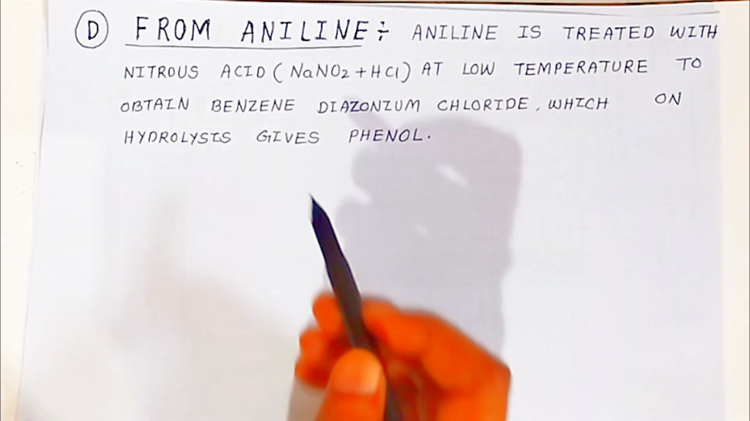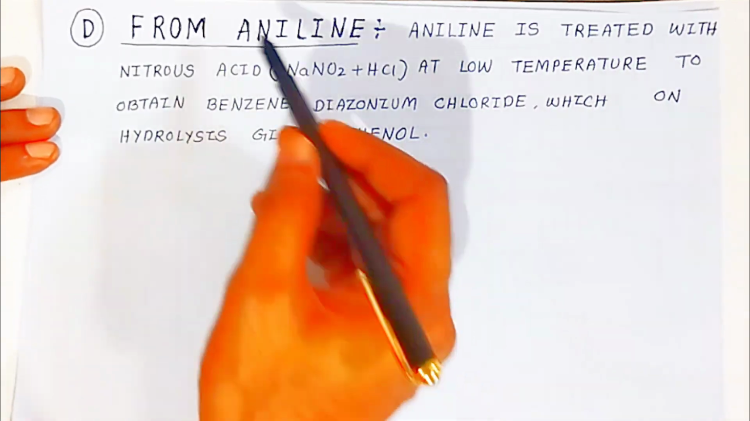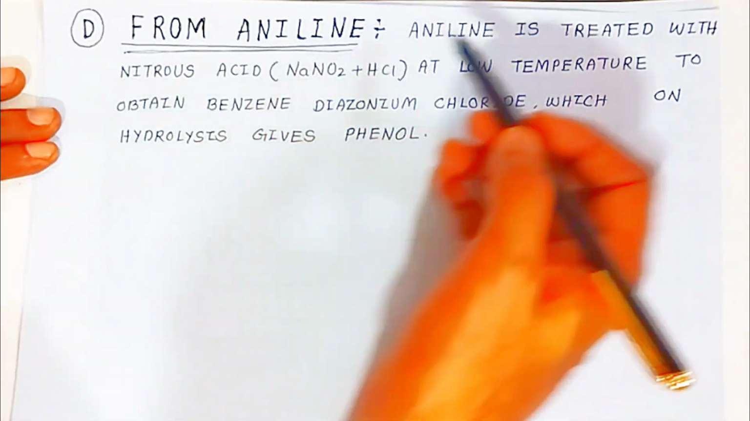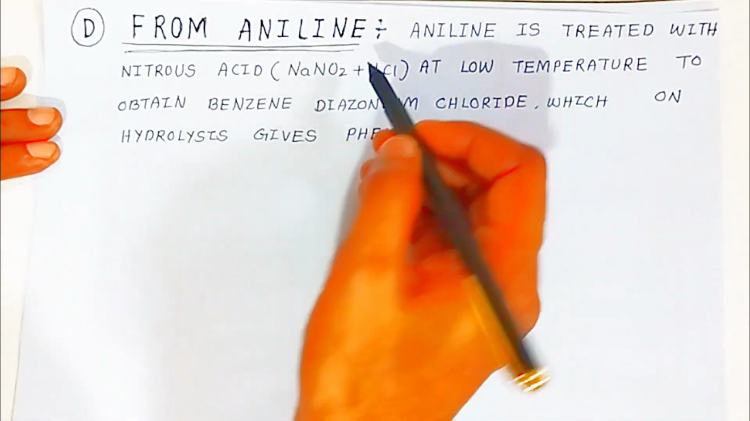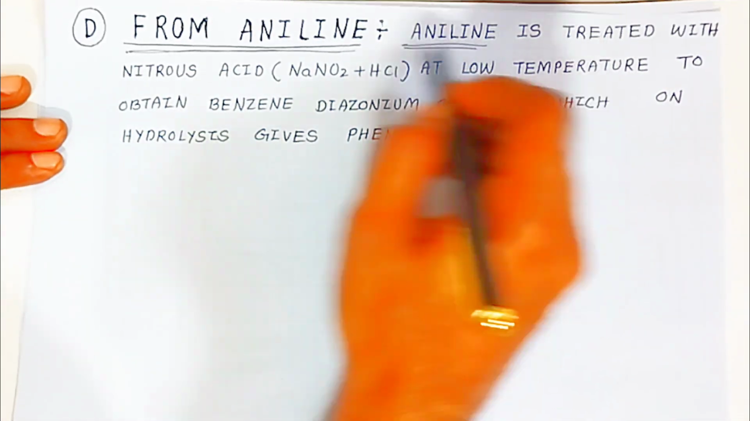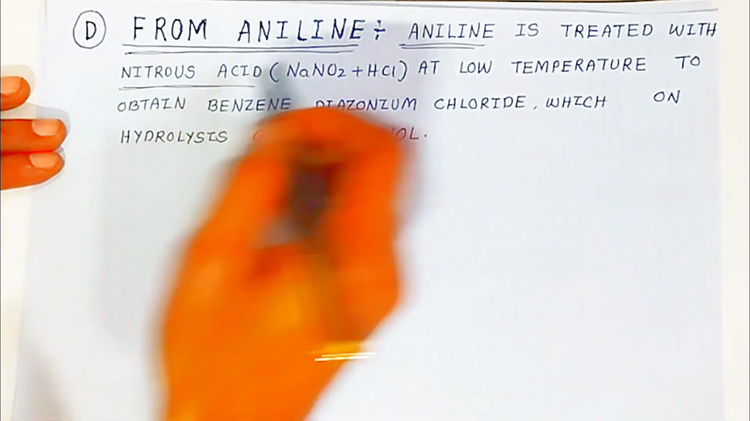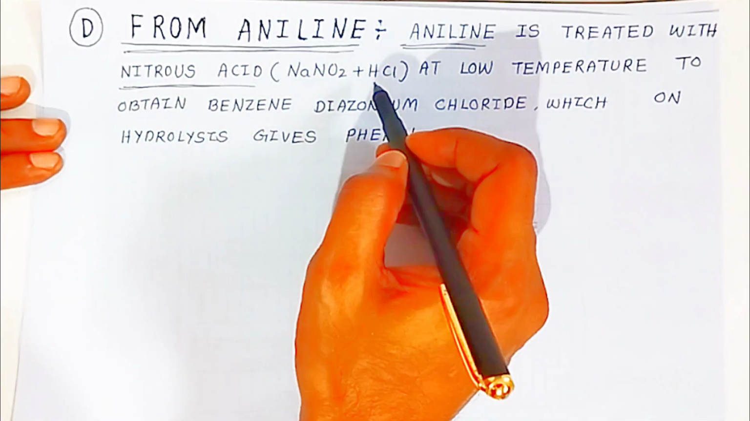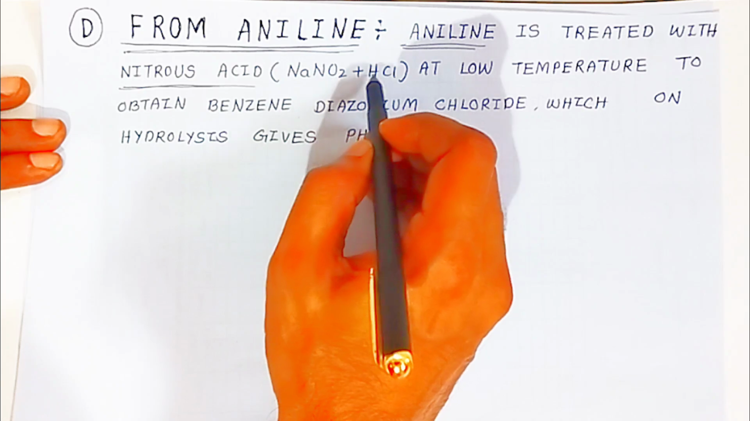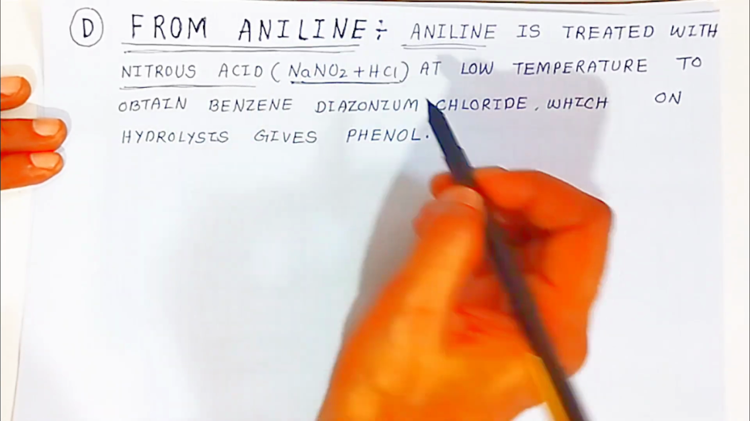Now students, the last raw material that we are going to use is aniline. Aniline is treated with nitrous acid. See, aniline is a base students, you have to use the acid now. If you want to neutralize the aniline, you have to use nitrous acid. Nitrous acid, how are you going to prepare it? Sodium nitrite combines with HCl. This is the nitrous acid students.